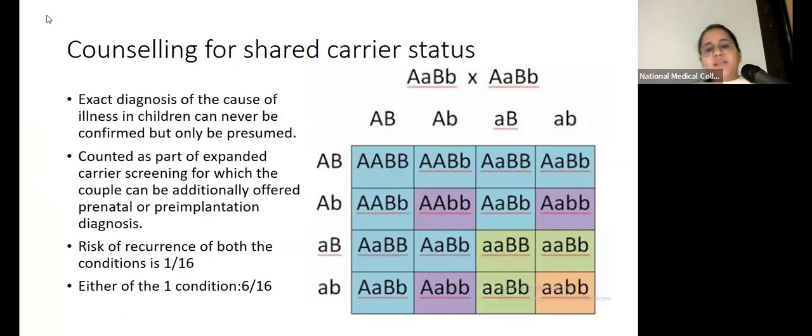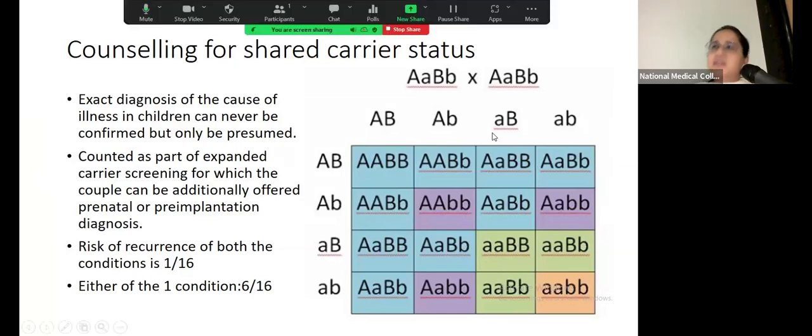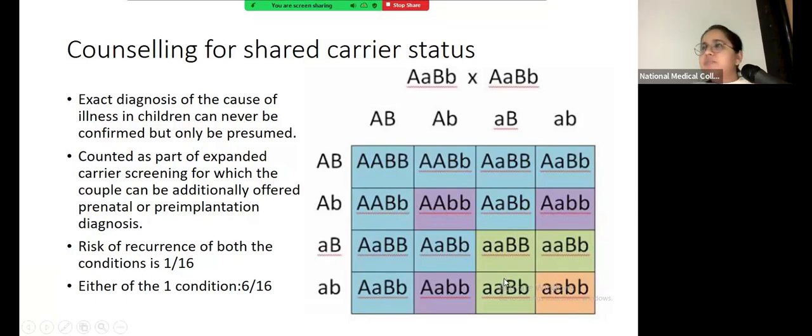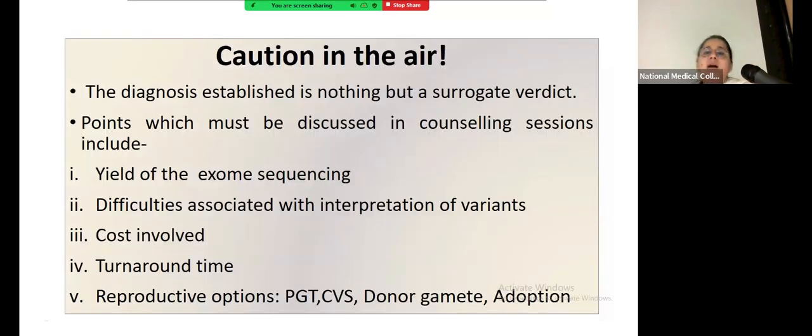We also explained that the risk of recurrence of both conditions in the child is 1/16, and of either of the conditions, as we can see from this Punnett square, is approximately 6/16. So there is a good 40 to 50% chance that for these shared carrier statuses, the children may have either of the diseases or both diseases. So from all this analysis, we convey to our patients that the diagnosis established is nothing but a surrogate verdict, because we could not confirm these diagnoses.